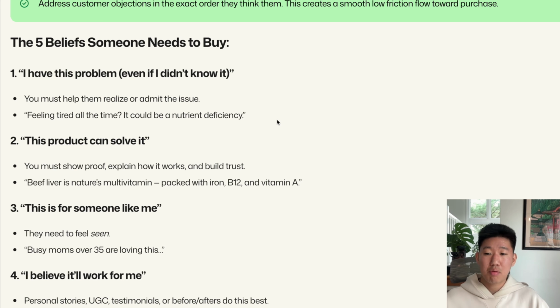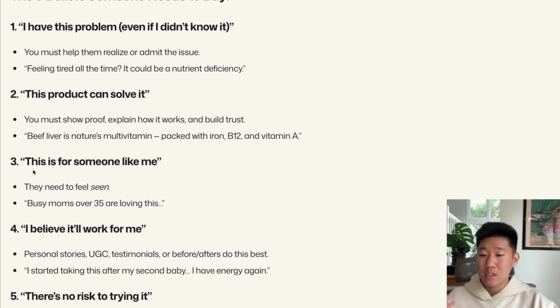Number 2 is this product can solve it. So believing that the product that you have is the right solution for them. You do this by showing proof, how it works, building that trust. Number 3: this is for someone like me. This is what I was saying before about using specific language, so your ideal customers feel connected to what you're presenting to them.